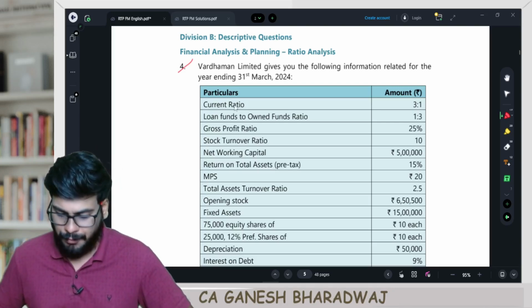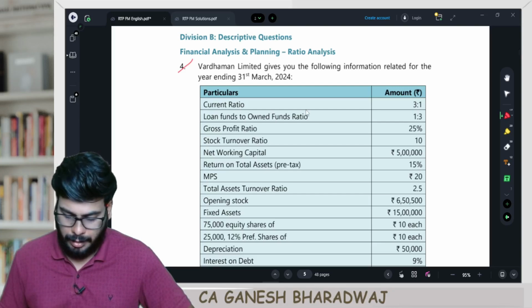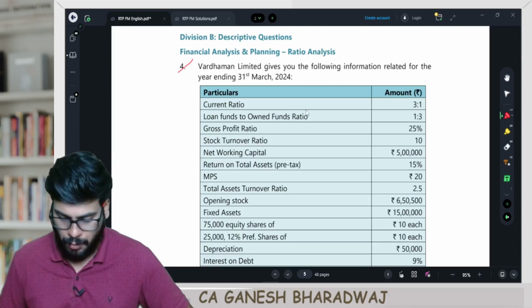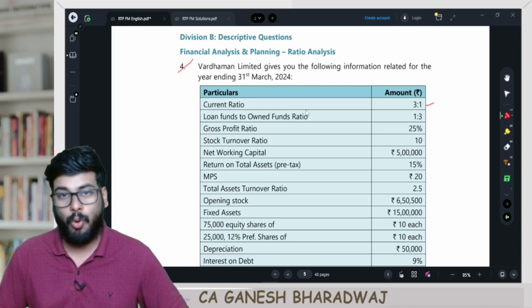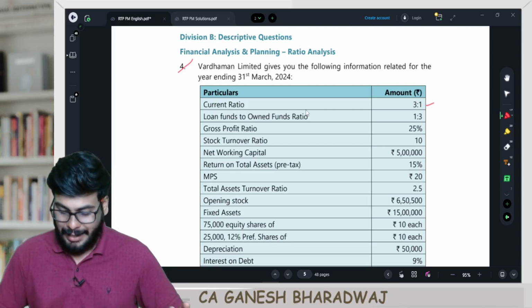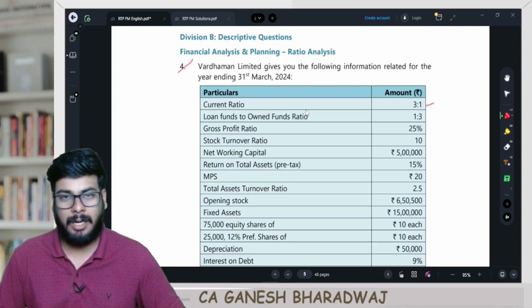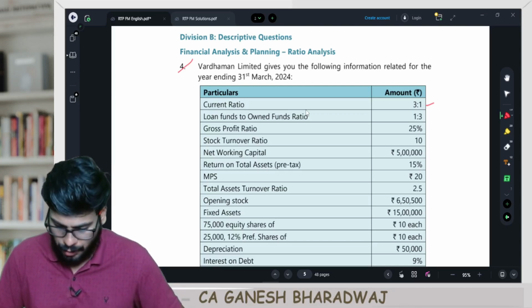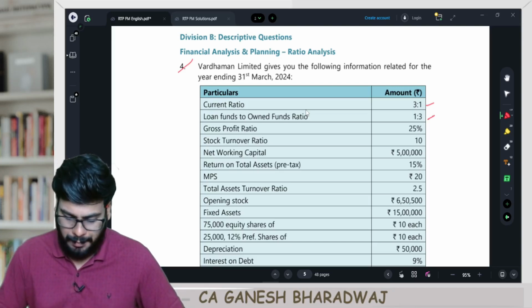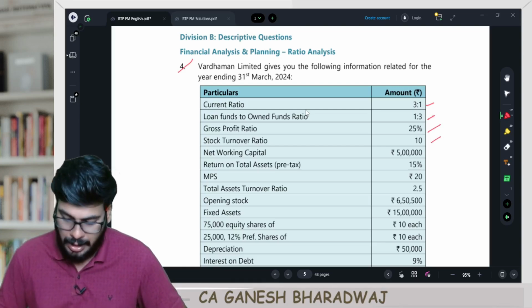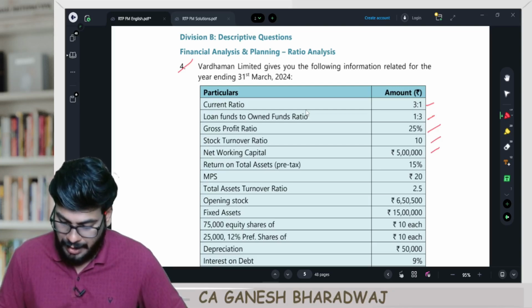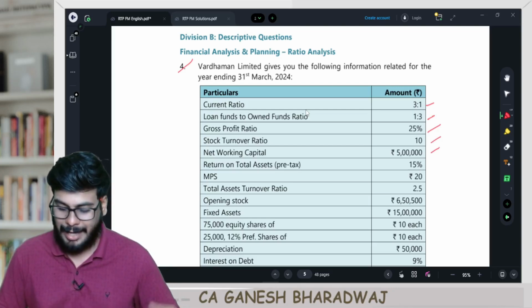Vardhaman Limited gives you the following information for the year ending 31st of March 2024. So current ratio is given as 3:1. Loan funds to owned funds ratio. Technically speaking, this is nothing but your debt upon equity ratio, right? It's going to be 1:3. Then gross profit ratio is 25%, stock turnover ratio is 10 times, net working capital is going to be 5 lakhs, return on total assets pre-tax.